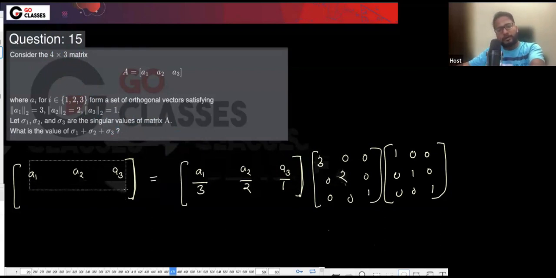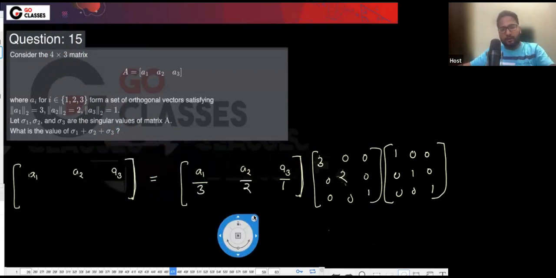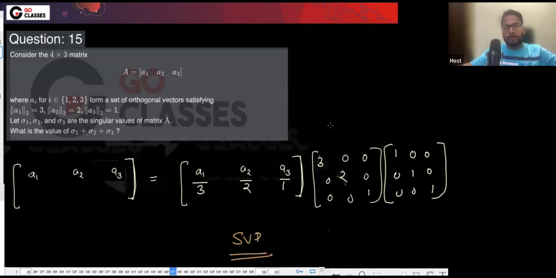So the given matrix, which was a1, a2, a3, can you write like this? Is this okay to everyone? Yes, right? So basically, this particular decomposition is the singular value decomposition. Is this orthonormal? Yes, unit length and orthogonal, right? It is orthonormal, and that's why this is an SVD. So now you can tell me what the singular values are. Sigma 1 plus sigma 2 plus sigma 3 is 3 plus 2 plus 1, right? Which is 6.